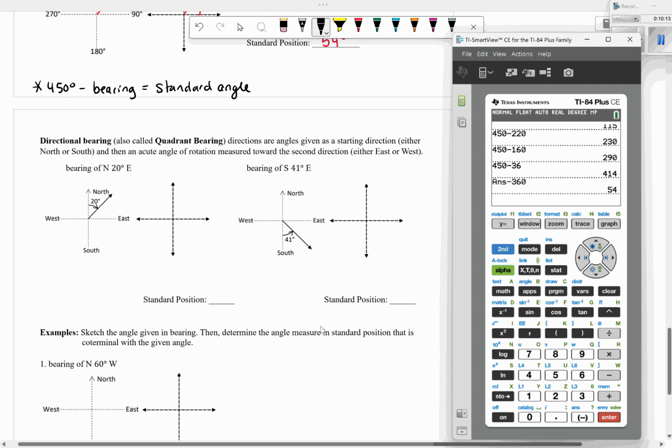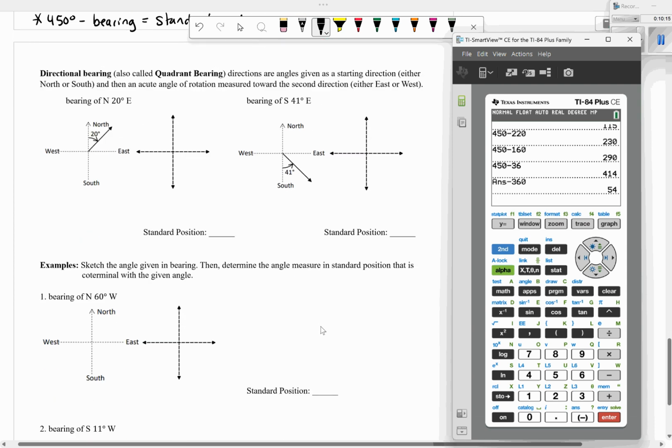So let's go ahead and look at the directional bearing, which is also called quadrant bearing. Directions are angles given as a starting direction, either north-south, and then an acute angle of rotation measured towards the second direction, either east or west. And sometimes people write them the other way as well, so you just have to be kind of careful of how you're looking at it.